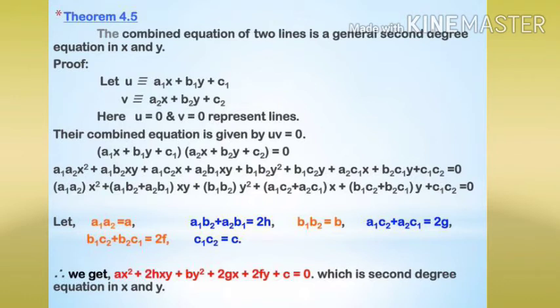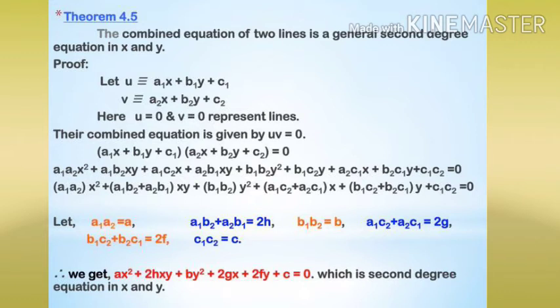We will multiply these two equations of lines and we get a1a2 x square plus (a1b2 plus a2b1) xy plus b1b2 y square plus (a1c2 plus a2c1) x plus (b1c2 plus b2c1) y plus c1c2 is equal to 0. Now a1 and a2 both are constants. If you multiply, you may get some value.